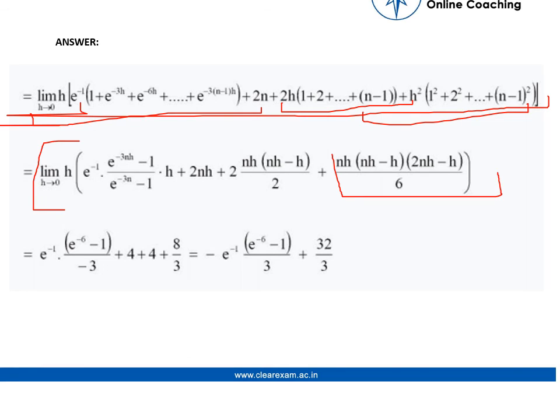Now solving this equation we get e inverse, which was as here, and putting the limits in this equation, putting h equals 0, we get e raised to minus 6 minus 1 upon minus 3 plus 8 upon 3. So solving this we get minus e inverse into e raised to minus 6 minus 1 upon 3 plus 32 by 3, which is the final answer. Thank you.